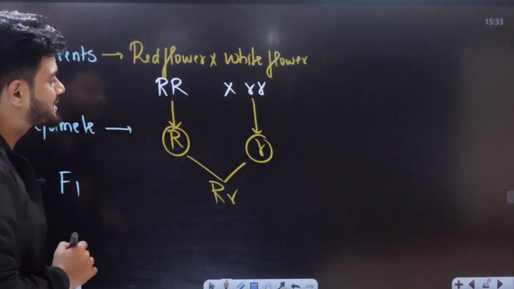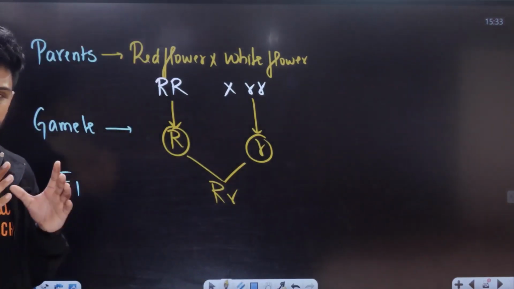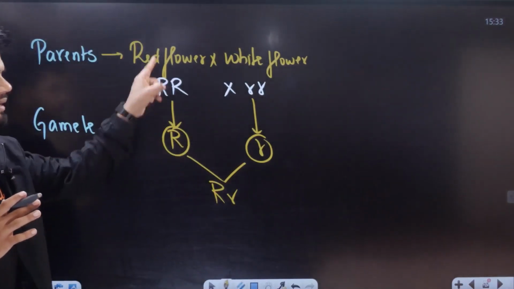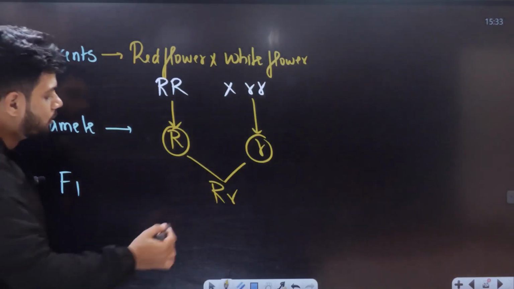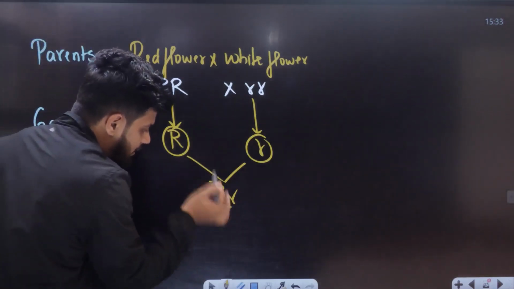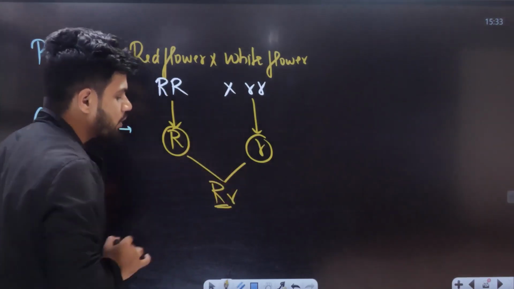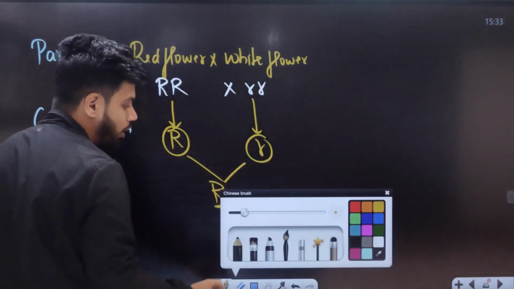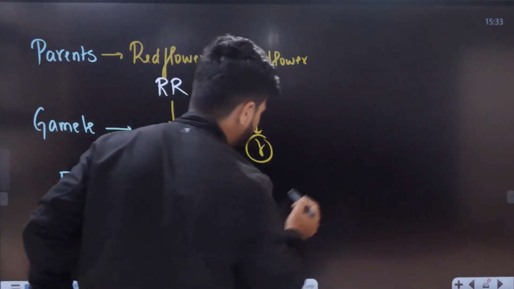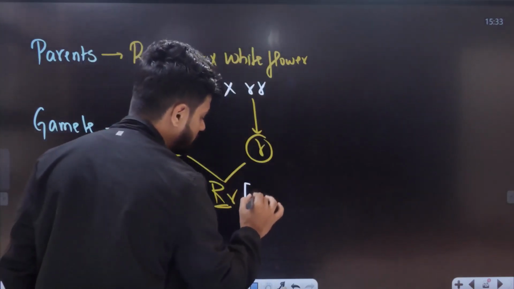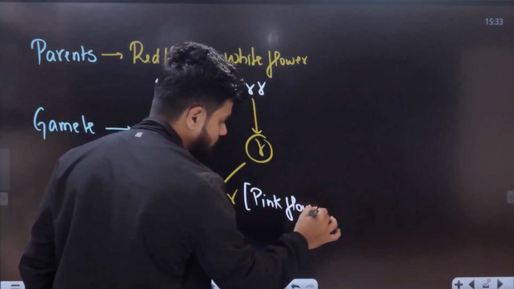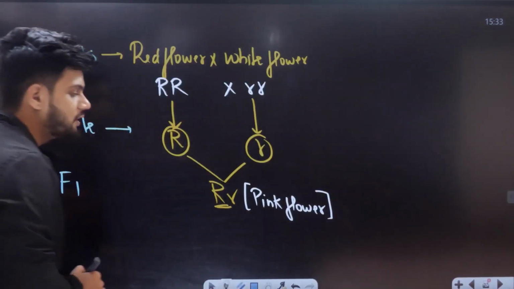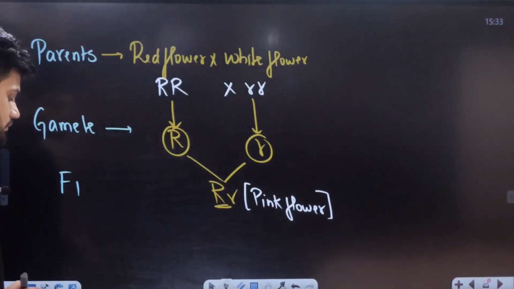Now students, what is exactly happening here is, in your normal monohybrid, this was supposed to be red. But right now, this R is incompletely dominant over small r. So the offspring which we get here is said to be a pink flower. We get pink flower here.